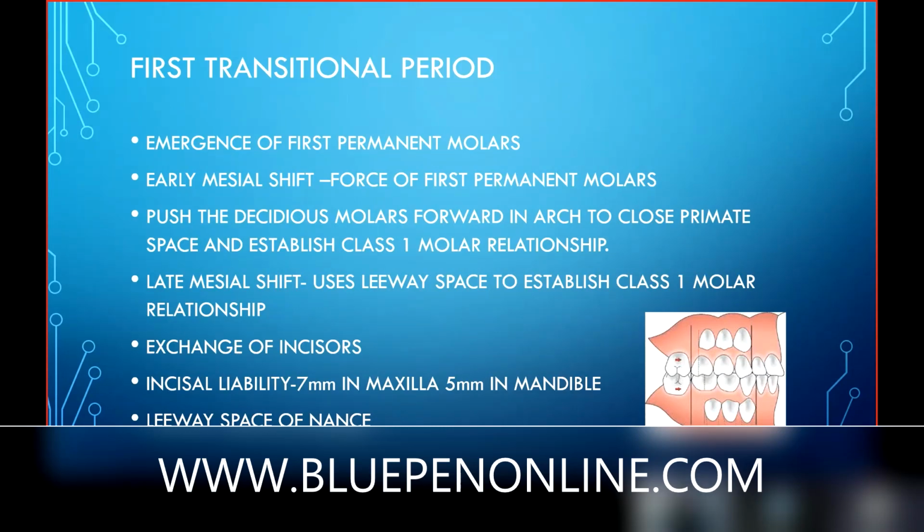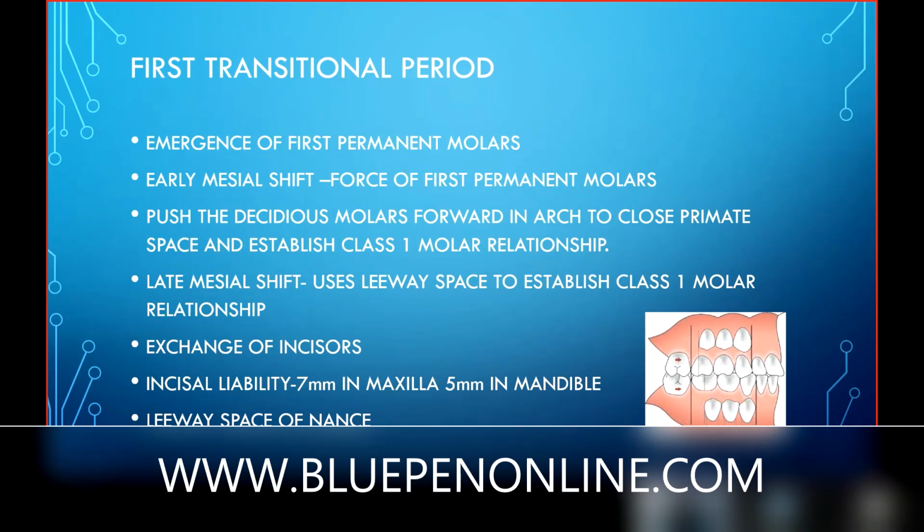Then you have exchange of deciduous incisors with permanent incisors, and there's something called incisor liability. See, the deciduous teeth are straight, correct? The permanent teeth are a little bit proclined in the uppers and a little bit retroclined in the lowers, so that proper occlusion comes. That spacing between the upper and the lower in the incisor region is called incisor liability. That is 7 mm in the maxilla and 5 mm in the mandible.